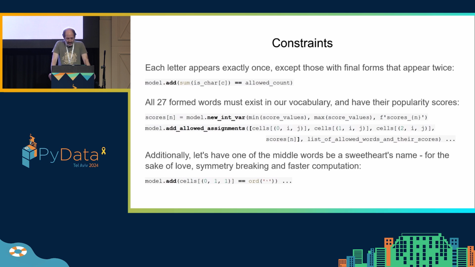Additionally, let's have the middle word be our sweetheart's name. So I'm celebrating 2 years today with my girlfriend, and for the sake of love, also for symmetry breaking and faster computation, let's put the letter in cell 011 yod, in 111 ayin, and in 211 lamed.